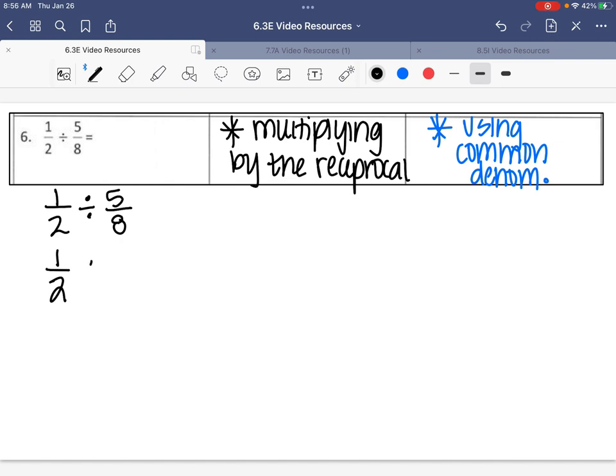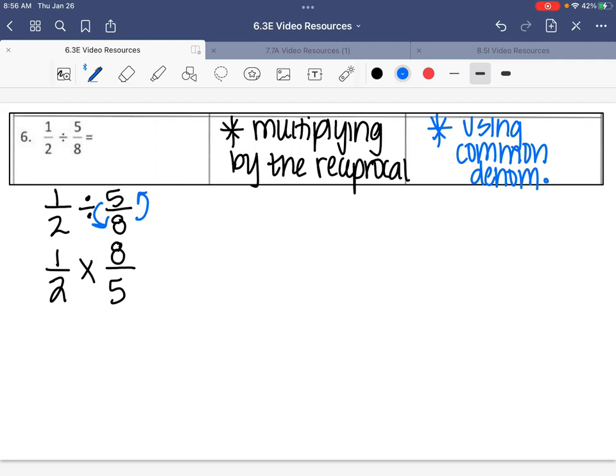And then instead of dividing, now I'm multiplying. And I'm multiplying by that reciprocal. So 5 goes to the bottom. 8 goes to the top. So now I have 1/2 times 8/5.